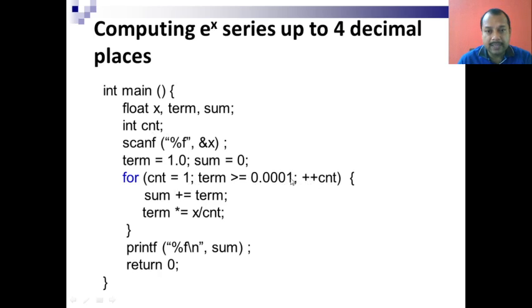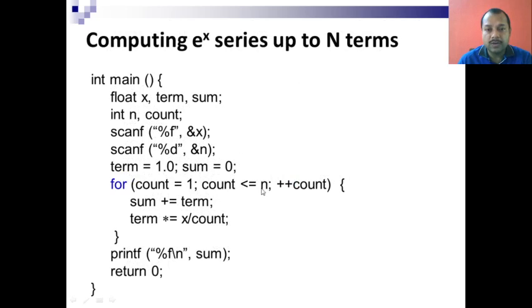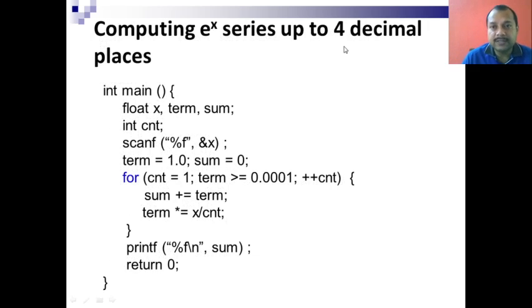The only difference is here in the condition. Previously, since the condition was up to n terms, count less than or equal to n was there, where n was taken as an input from the user. In this case, since my termination criterion is up to 4 decimal places, I need the correctness of the result. So the term will be greater than or equal to 0.0001. Up to 4 decimal places, if there is a change in the term value, that change will be reflected by this condition testing, term greater than or equal to 0.0001, then I will continue, otherwise I will terminate.